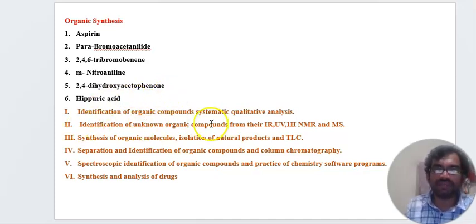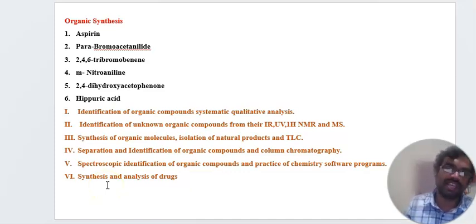The first one is the identification of organic compounds, systematic qualitative analysis. The second one is the identification of unknown organic compounds from their IR, UV, proton NMR and mass spectroscopy. The third one is synthesis of organic molecules, isolation of natural products, and TLC, separation and identification of organic compounds and column chromatography. The fifth one is spectroscopic identification of organic compounds and practice of chemistry with a few software programs. And the last one is the synthesis and analysis of drugs. These are beyond the syllabus.